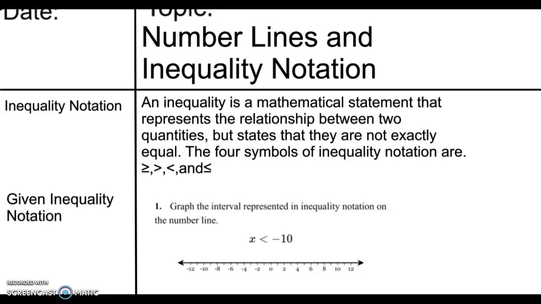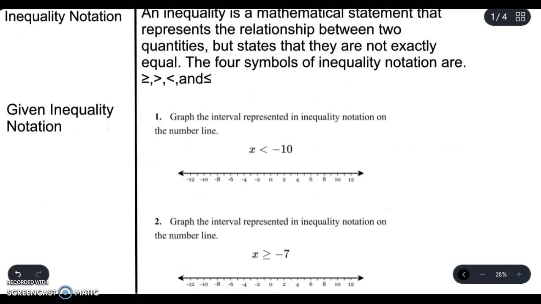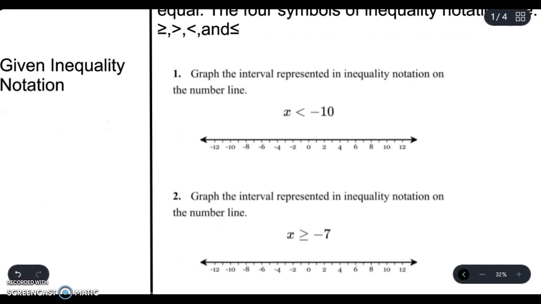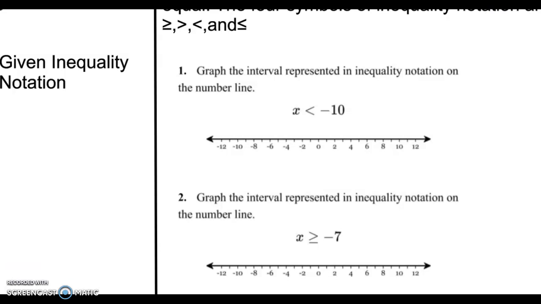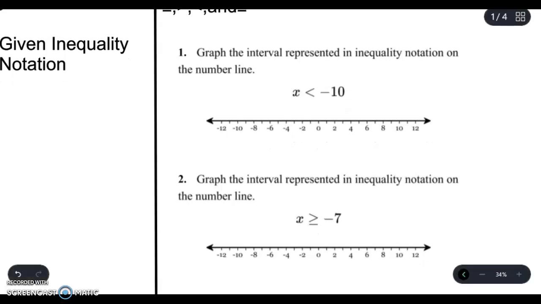So what we want to do is simply graph some inequalities, and I'm going to go through some different types here. These are the ones where you're given an inequality notation, and so they give you the inequality, you have to graph it. So I've got x is less than negative 10. What I want to do here is just go to negative 10 and go less than that. So I go to the left and it matches the arrow like that.